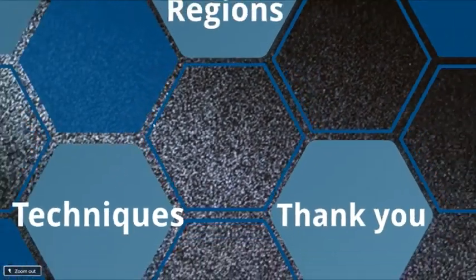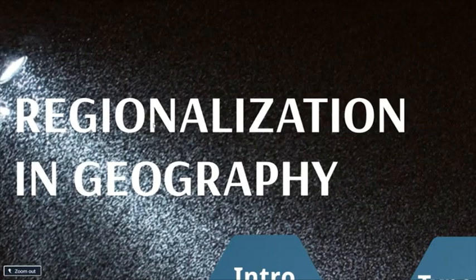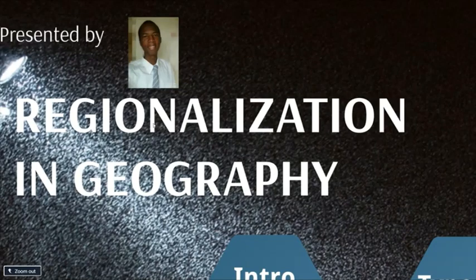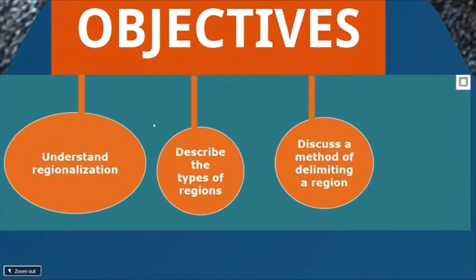Today we are going to have a conversation on one of the jobs of geographers, and that is regionalization in geography. And I, Kwabena Frimpong, will walk you through this discussion. At the end of this discussion, you will understand what I mean by regionalization. And when I say understand, I mean you will really understand. And then we will also describe two types of regions used for spatial analysis. From there, we will conclude by discussing one method of delineating a region. So, let's get into it.